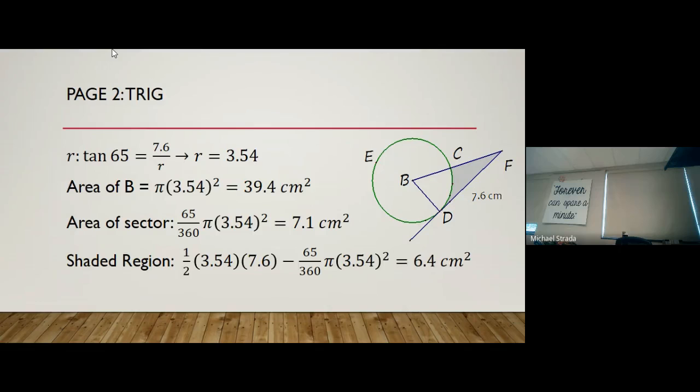BDF is a triangle. So that's 1/2 times 3.54 times 7.6. Good with that. And then I'm taking away the sector, which I got messed up. So that's all it is. It's the triangle minus the sector. Does that get you that?